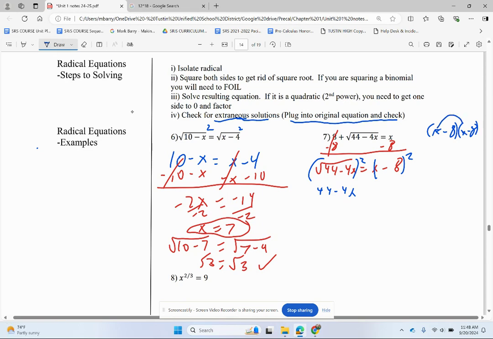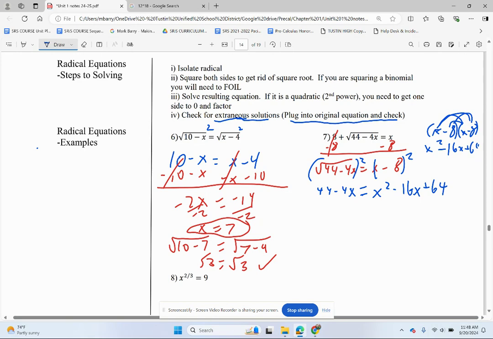So we got first times first is x squared. Outer times outer is negative 8x. Inner times inner is also negative 8x, so I get negative 16x. And then last times last is plus 64. So I can write that out there, okay?